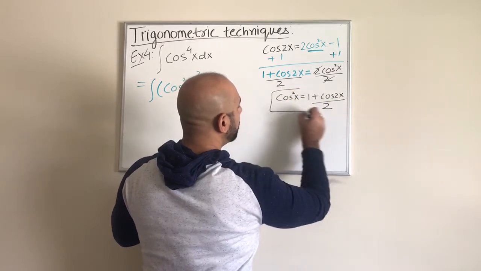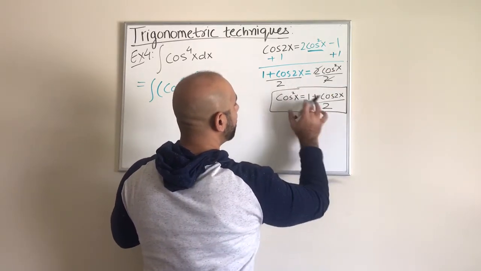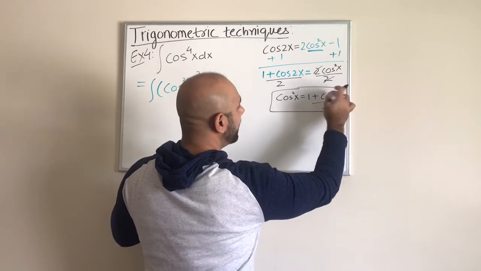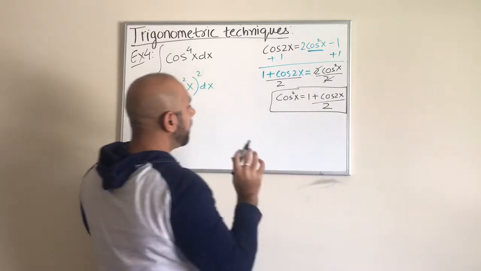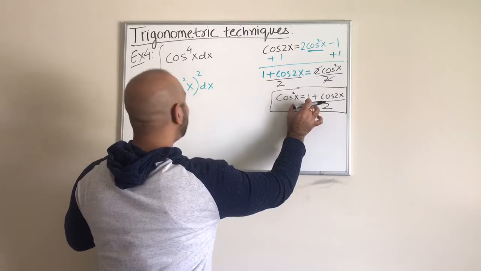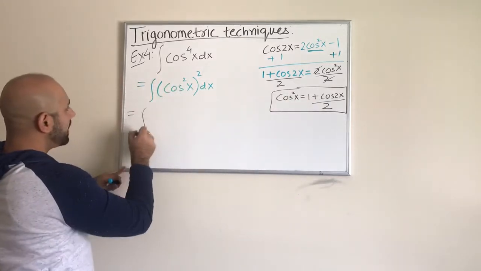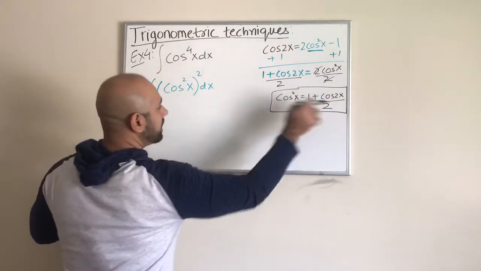So we are able to transform this cosine square in terms of a cosine double angle where the power is that invisible 1. So we're going to use this identity up here, and I'm going to substitute the cosine square x for this piece right here.